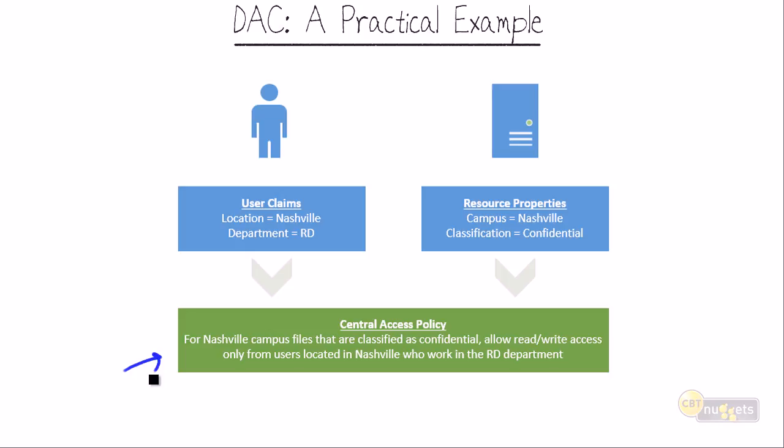That's not particularly granular. You may have everybody in the accounting department, irrespective of whether they're located in Indianapolis or Nashville, you see. In my example I'm giving here, let's say our business need is for Nashville campus files that are classified as confidential, allow read-write access only from Nashville users who work in the R&D department. So we can still keep our Active Directory groups the way that we want to, and we won't break anything. We can keep all of that static. But by overlaying this extra layer of access protection, specifically deploying what's called a central access policy, we can grant that level of granularity to those resources.